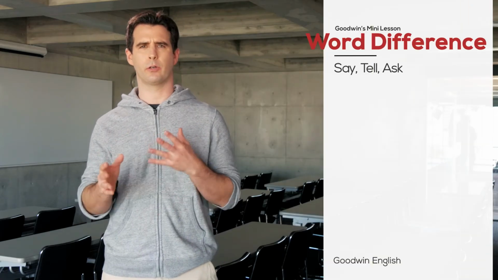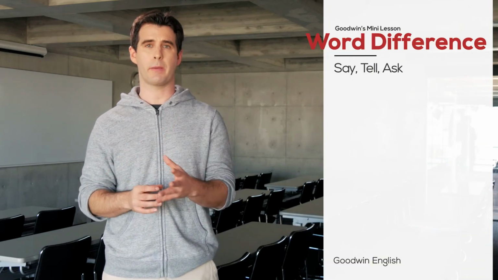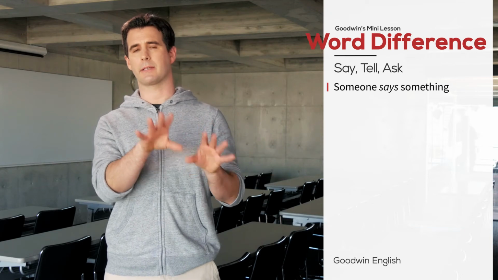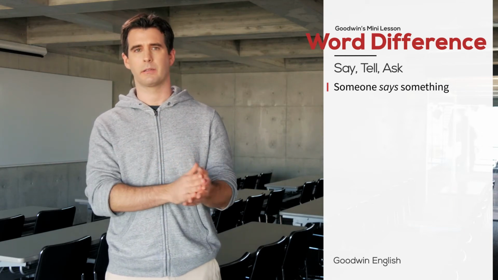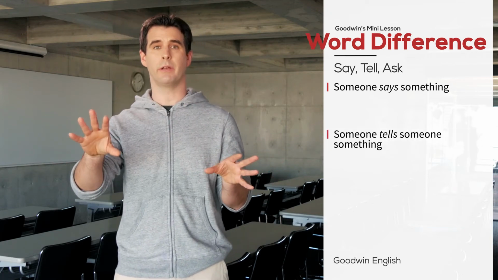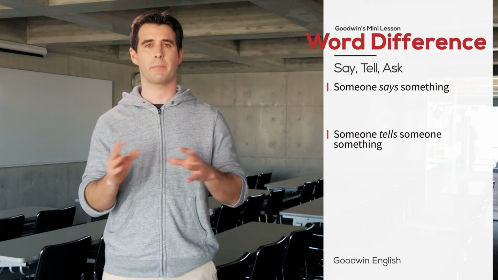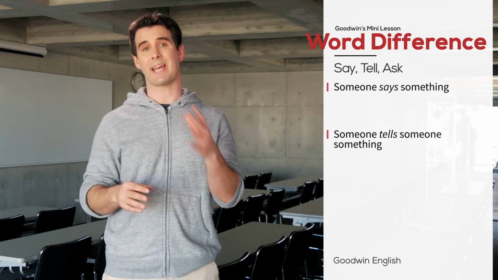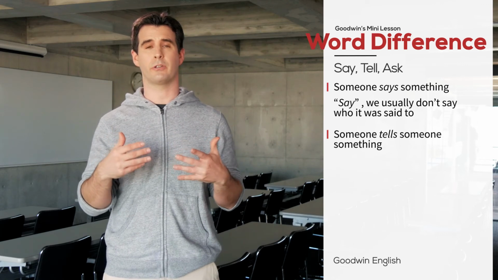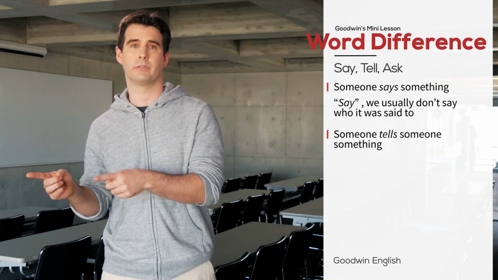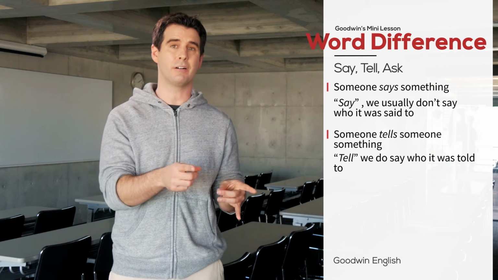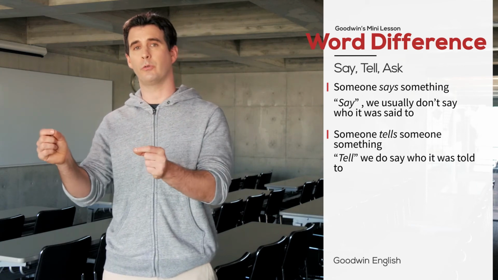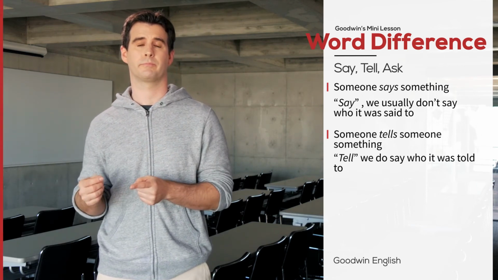A good way to know when to use each is to remember that somebody says something, but somebody tells someone something. So the main difference is that when you use say, you don't mention who you say it to, while when you use tell, you do say who you told. That was a simple explanation. Now let's do a little more difficult explanation.